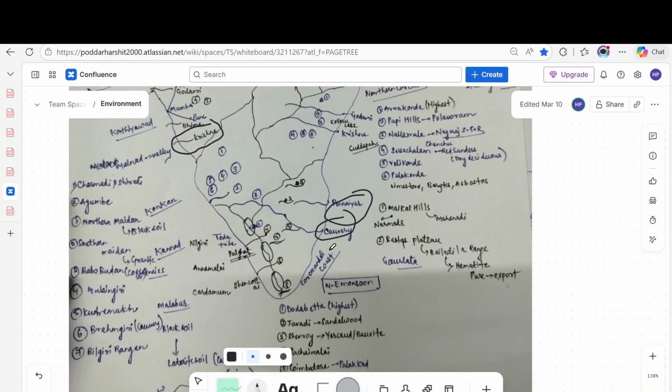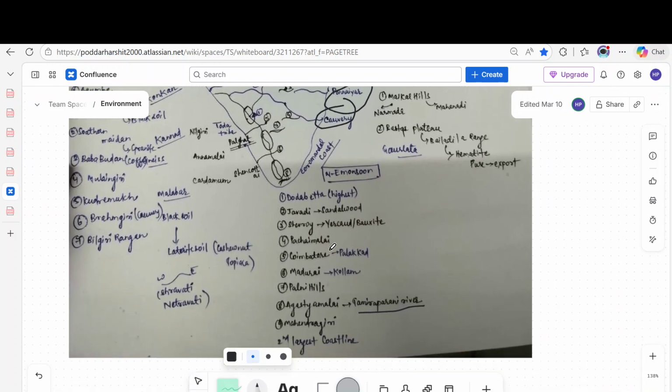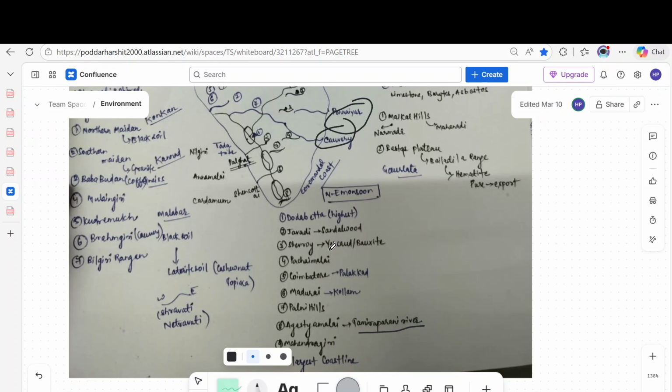So these are the regions that we need to understand. So the Palni Hills is there.